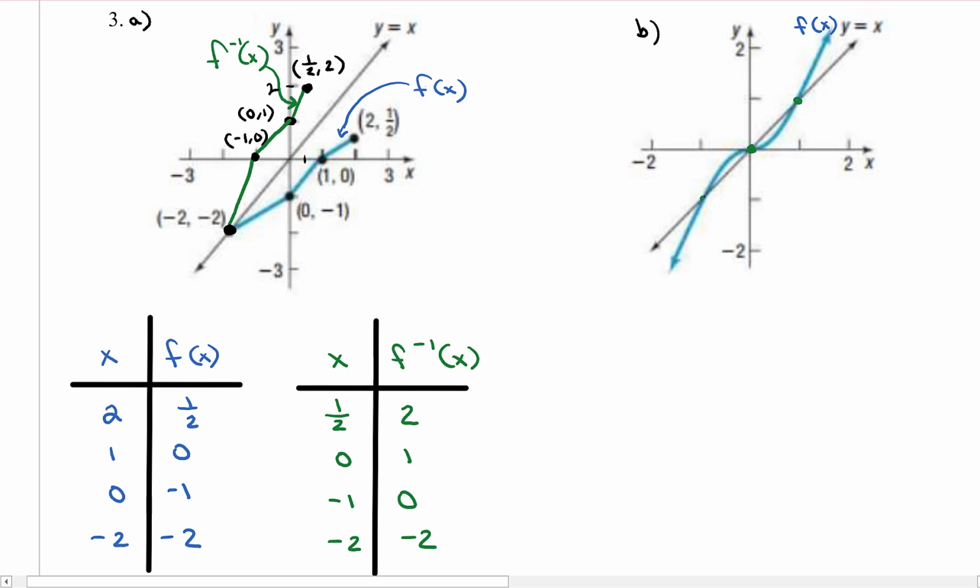Now, for letter B, we have an issue here. We don't have any points. So what I'm going to do is use the point where it's intersecting the y equal to x line because it was given to me. And I'm going to try to just mirror image this line across the y equal x line, and get it to go through those points of intersection. It's not going to be perfect, but that's okay.